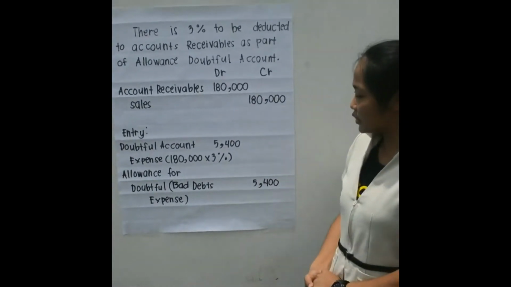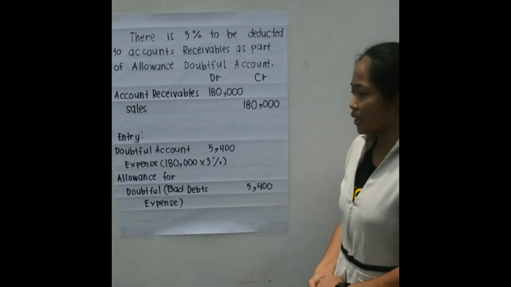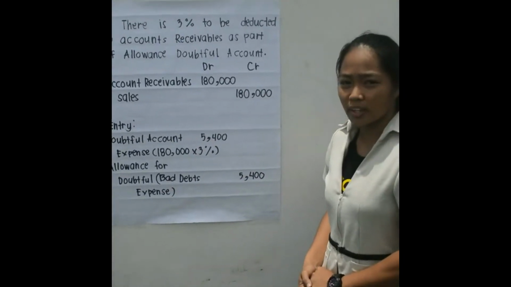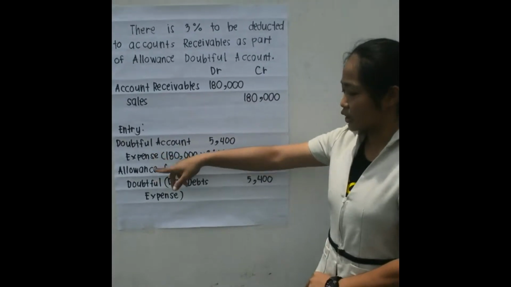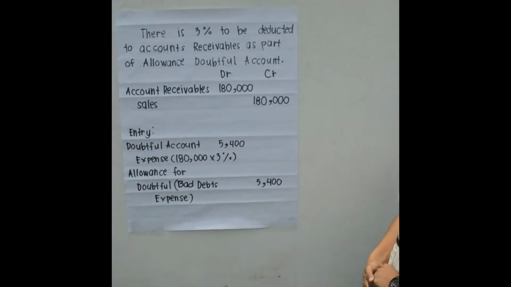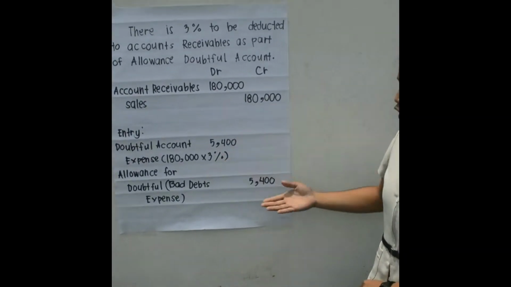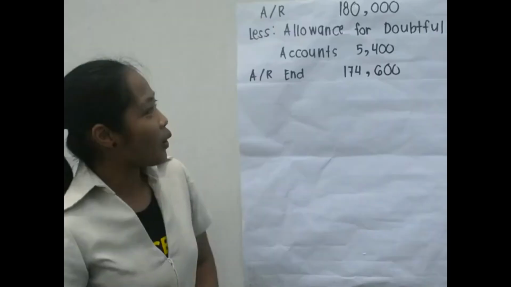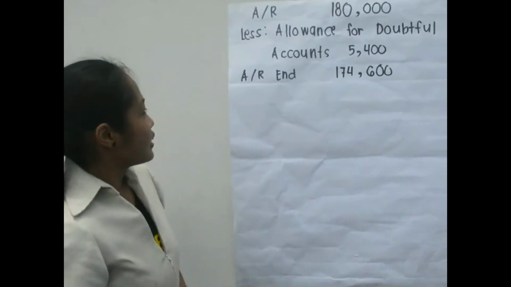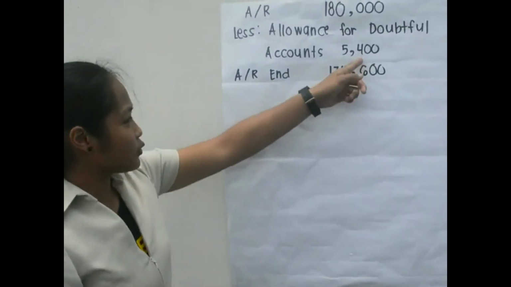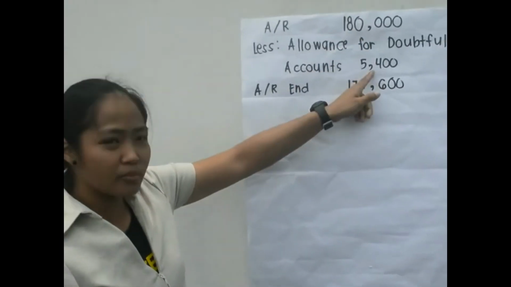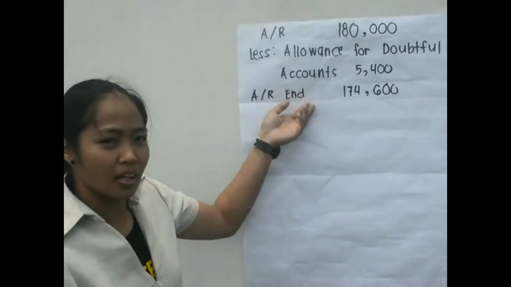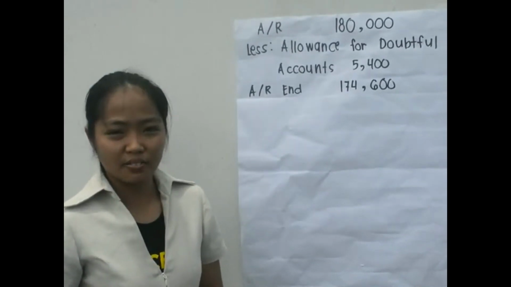Our entry for finding the 3% of 180,000 is 180,000 times 3% is 5,400. This is our doubtful account expense. And then our credit, same as the doubtful account expense, is 5,400. This is our allowance method for doubtful expense. 180,000 is our accounts receivable, less allowance for doubtful accounts of 5,400. 180,000 minus 5,400 is 174,600. This is our ending accounts receivable, also known as net realizable value.